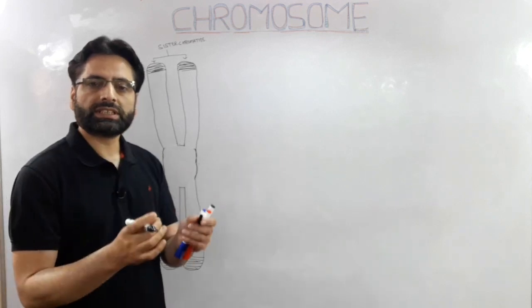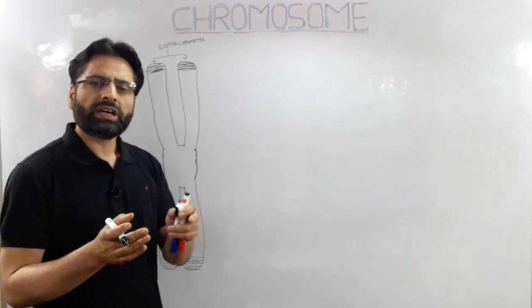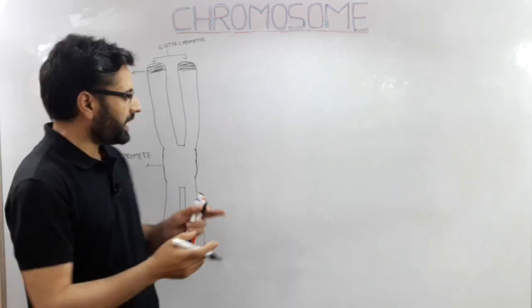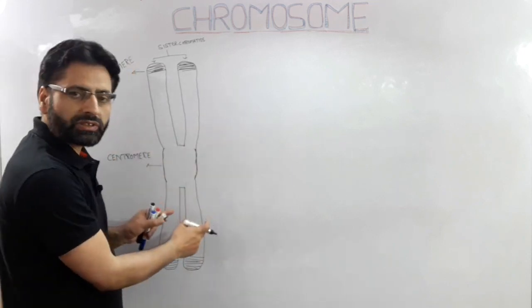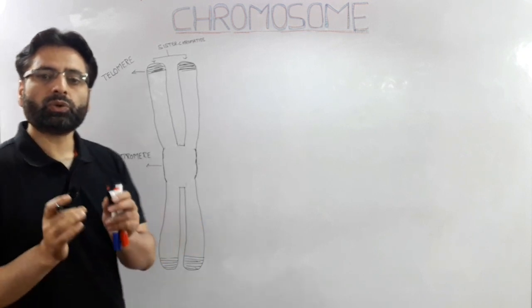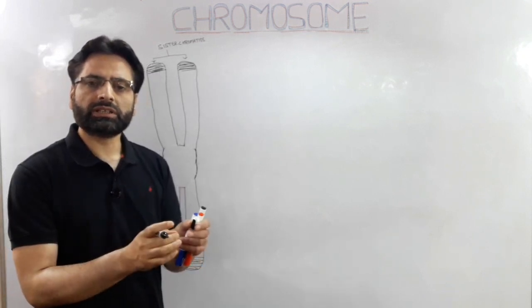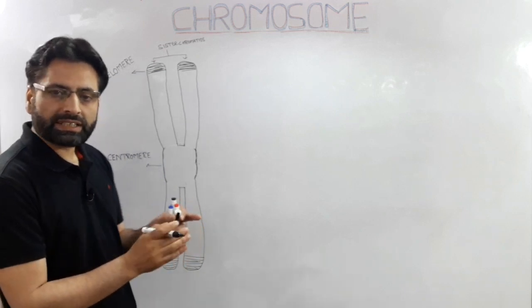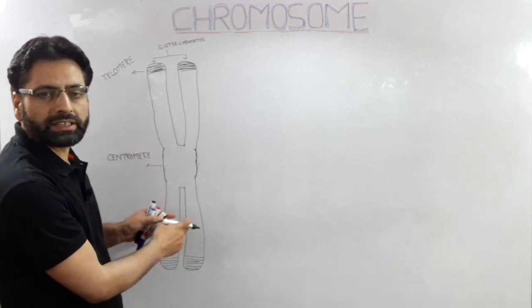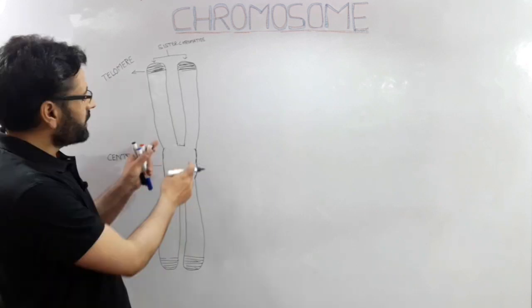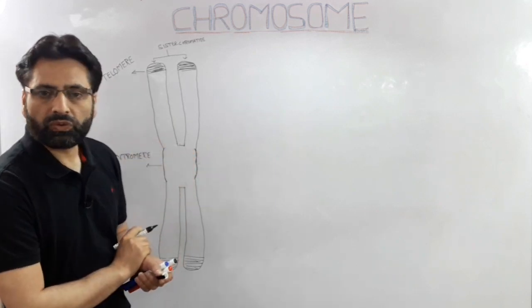If you consider the cell cycle, we have the division phase and then we have the interphase. The chromosome in this structural form is present only in the dividing cell, that is, a cell which is undergoing division. Only in that cell can you find the chromosome like this. In the non-dividing cell you cannot find the chromosome in this structural form.